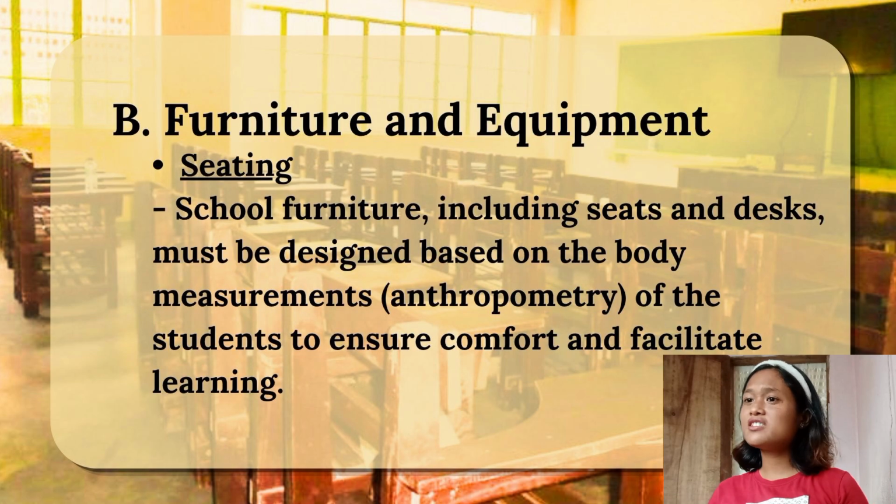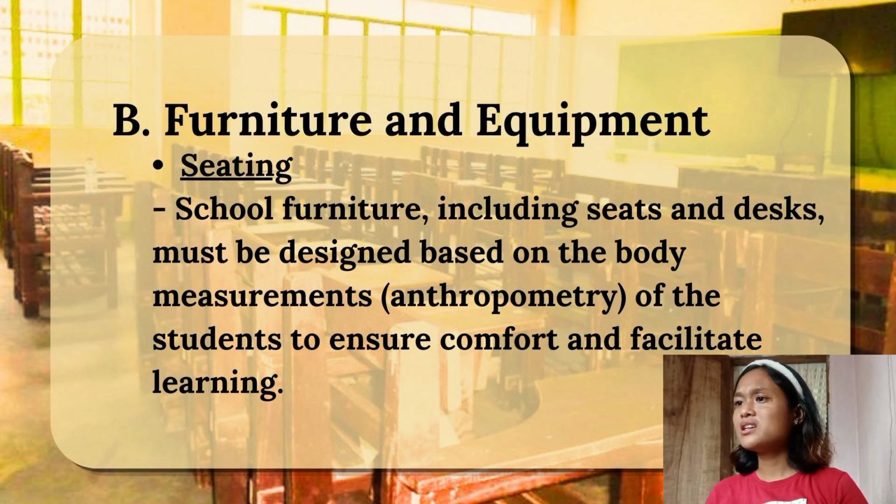So, we have tackled all about postings and identifications. Next, we will tackle the furniture and equipment of the classroom. First is seating. School furniture, including seats and desks, must be designed based on the body measurements, also known as the anthropometry of the students, to ensure comfort and facilitate learning.